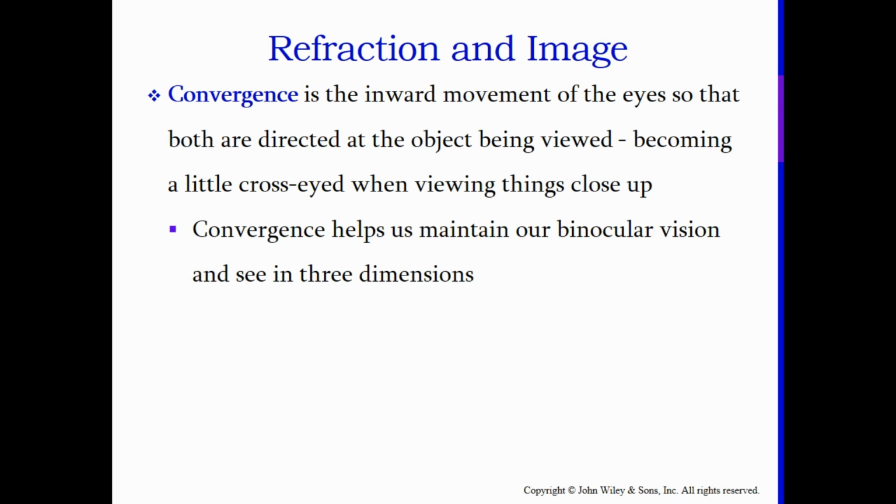So if you're watching this right now, give it a shot. Try to make your right eye look to the right and your left eye look to the left. You can't do it. Our brains aren't wired to be able to handle that kind of stimulus. Convergence helps us maintain our binocular vision and see in 3 dimensions. Our binocular vision is what allows us to judge distance.